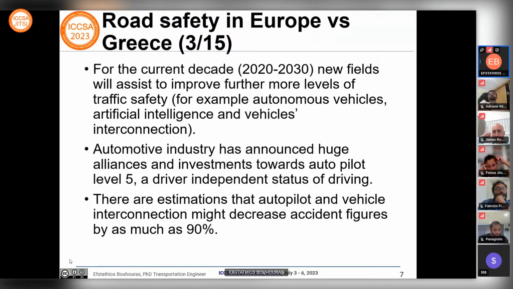Now, for the next decade, we have many projects worldwide to improve road safety.